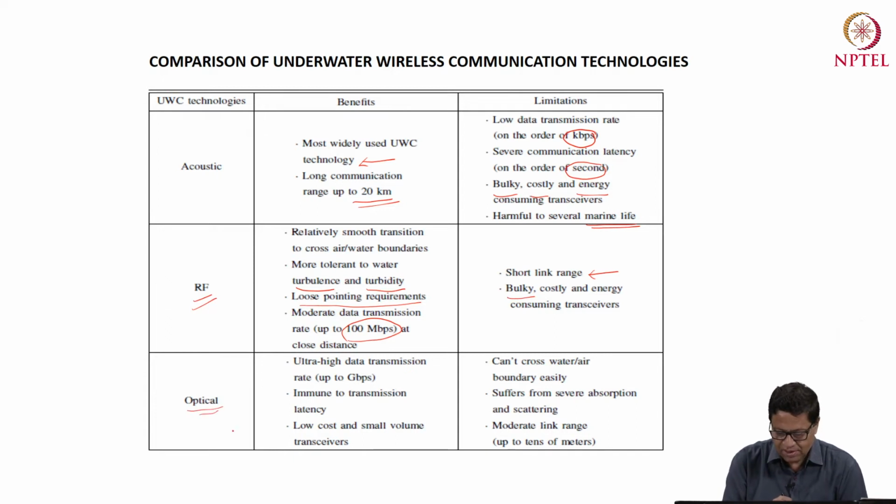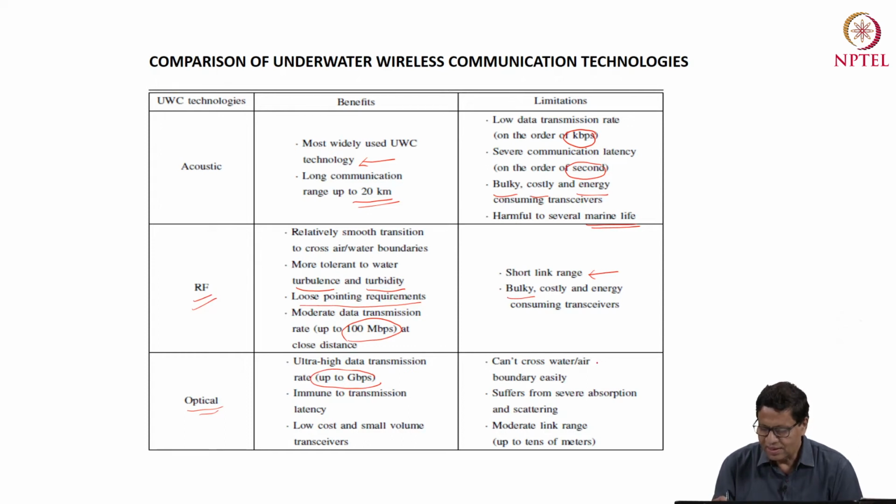If you see the optical, you can have ultra high data rate transmission of the order of gigabits per second. Using optical transmitters and optical receivers, one can get a communication speed of gigabits per second. And this is immune to transmission latency. The latency is very, very less in this case. And these are very small transceivers, so they are low cost and they require small volume or small area transceivers.